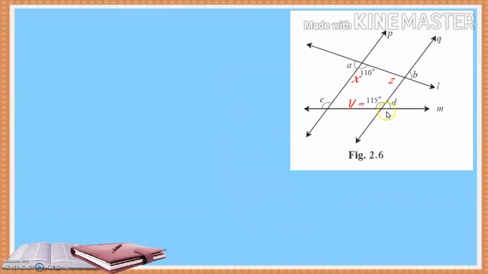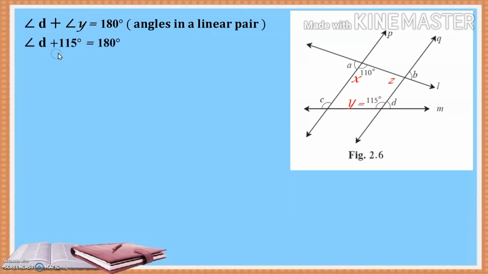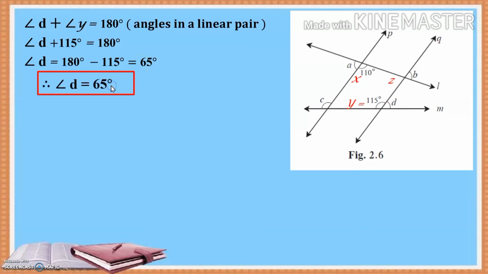Let's calculate angle D now. Same way, angle D plus angle Y is equal to 180 degrees, angles in a linear pair. Substitute for Y, that is we substitute 115. Angle D plus 115 is 180. So angle D will be 180 minus 115 equal to 65 degrees. So hence we get that angle D is equal to 65 degrees. Now, what is left? We have got A, we have got D. Now we have to find B and we have to find C.